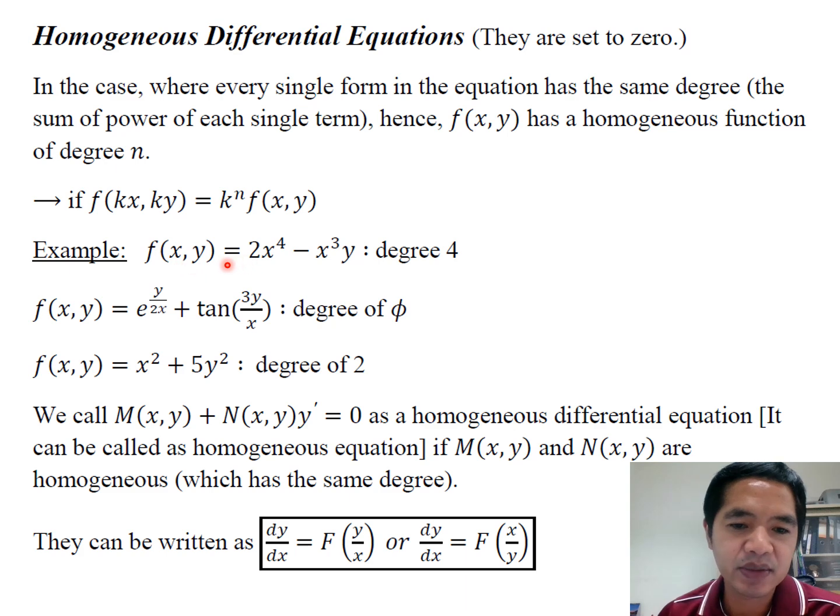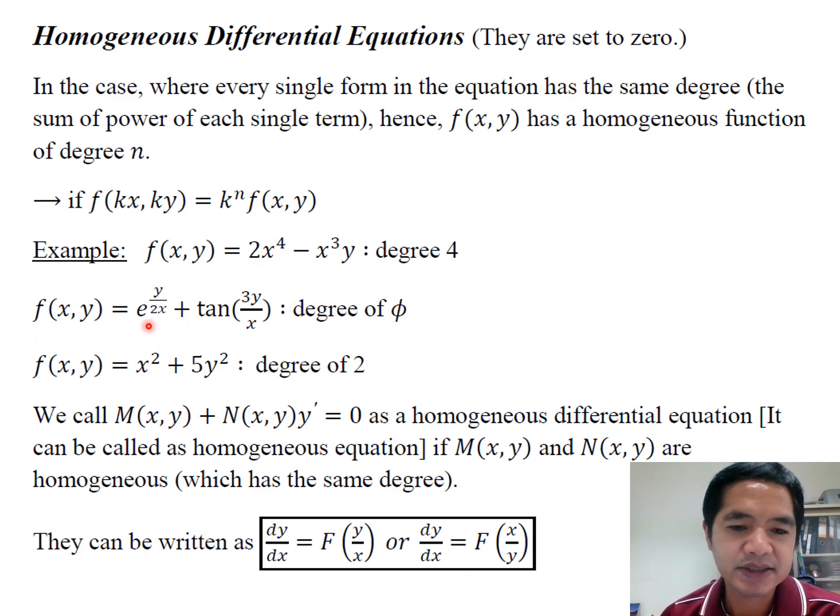Okay, let's look at this example. We have 2x to the fourth minus x to the third times y. Now you find the summation of the power of each single term. This is a power of 4, and the summation here is 3 plus 1, so 4. So this equation has degree 4, so this is a homogeneous equation.